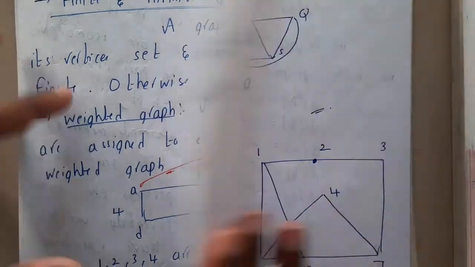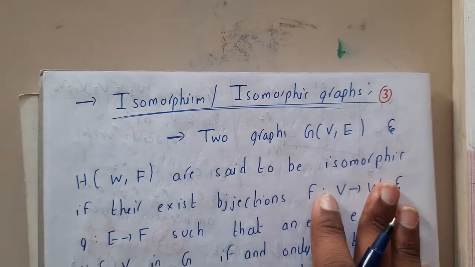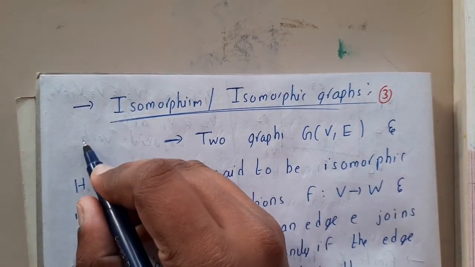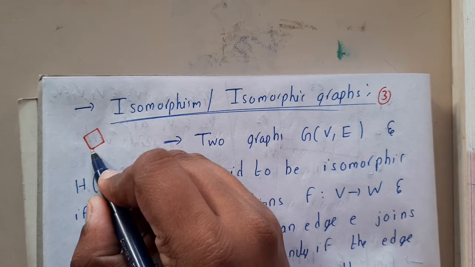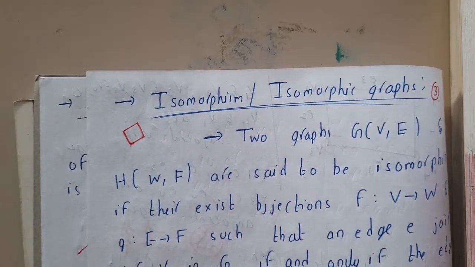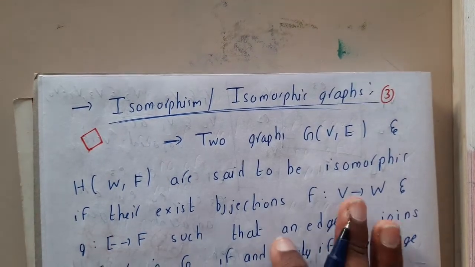In the next lecture, we'll be going through one of the most important topics, that is isomorphism or isomorphic graphs. Basically this topic discusses when you can say that two graphs are similar or the same. Okay. So let us meet in the next lecture and discuss this.